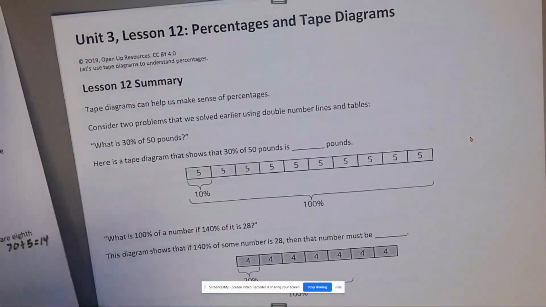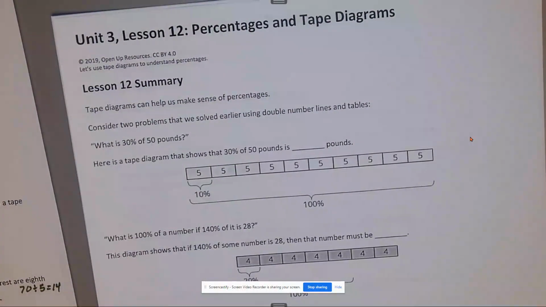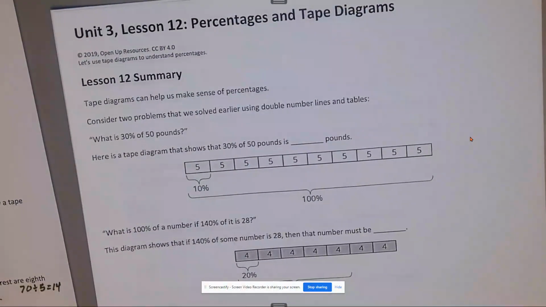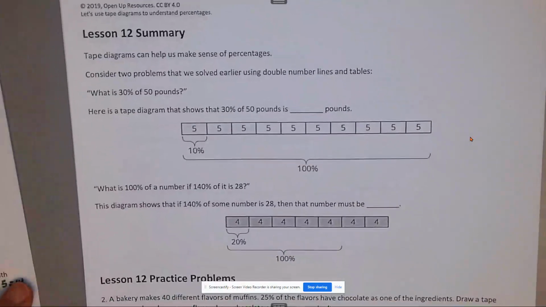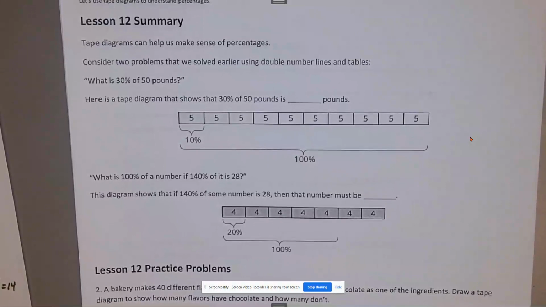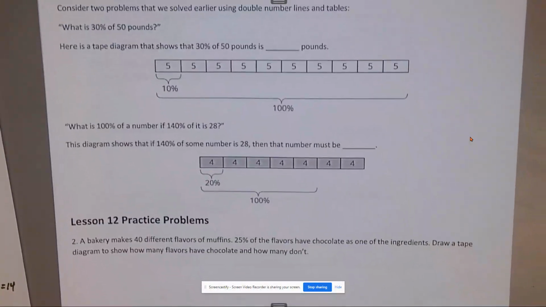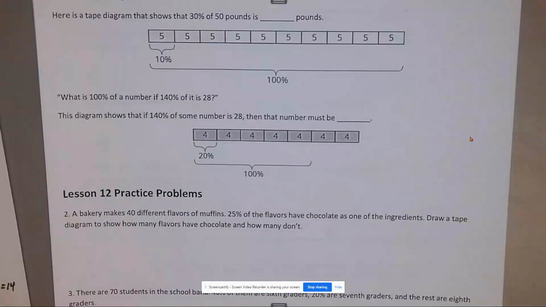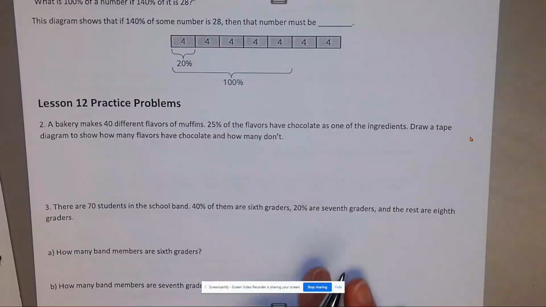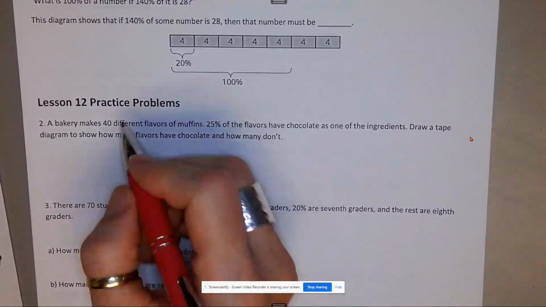And lesson 12. I'm trying to do these faster. The first ones I did were pretty slow. I'm not even going to go through lesson 12 where we do the tape diagram with the little squares. There's only one lesson in the book and we skipped that lesson. But I want you to do the problems, and you can do them the same way we did before with the double number line.